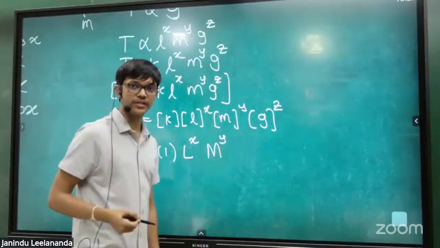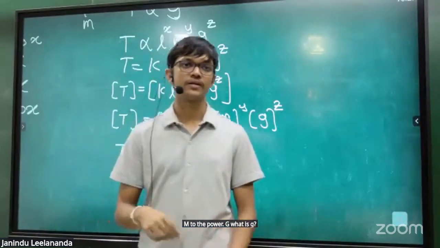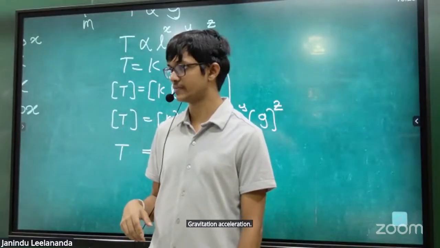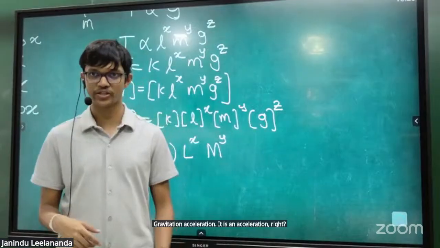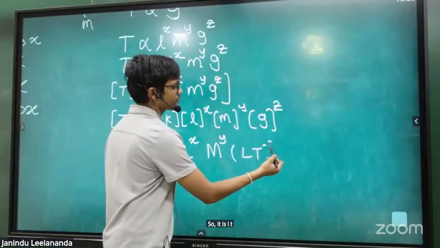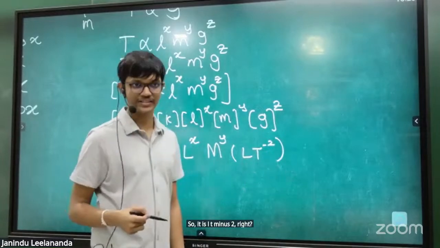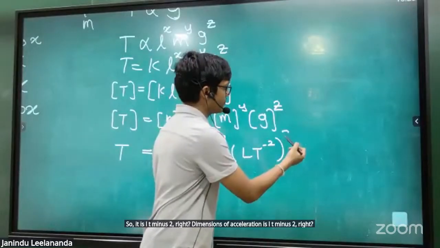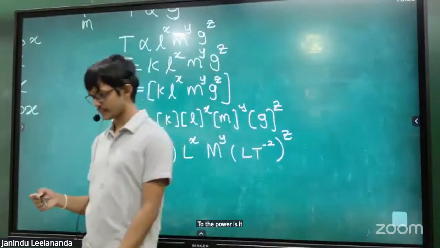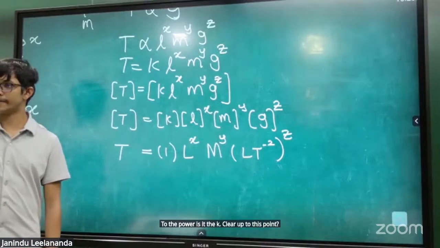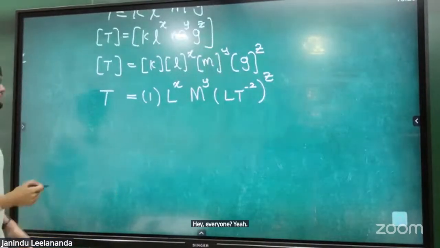G, what is G? Gravitational acceleration. It's an acceleration, right? G is an acceleration. So it's LT minus 2, right? The dimension of acceleration is LT minus 2, to the power Z. Clear? Clear up to this point? Clear, everyone? Yeah. Now what can I do?